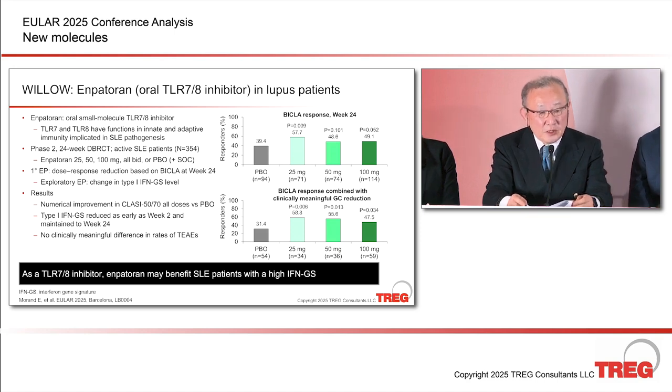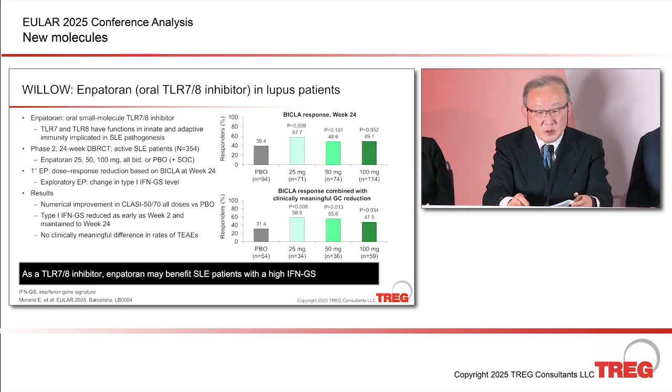So this EULAR study is a phase 2 study of the toll-like receptor 7/8 inhibitor enpatoran in patients with lupus, SLE. 354 patients were randomized to enpatoran 25, 50, 100 milligram BID or placebo. The primary endpoint is the CLASI response at week 24. As shown in the right panel, 25 milligram appears to be significantly better than placebo. However, dose dependency cannot be observed.